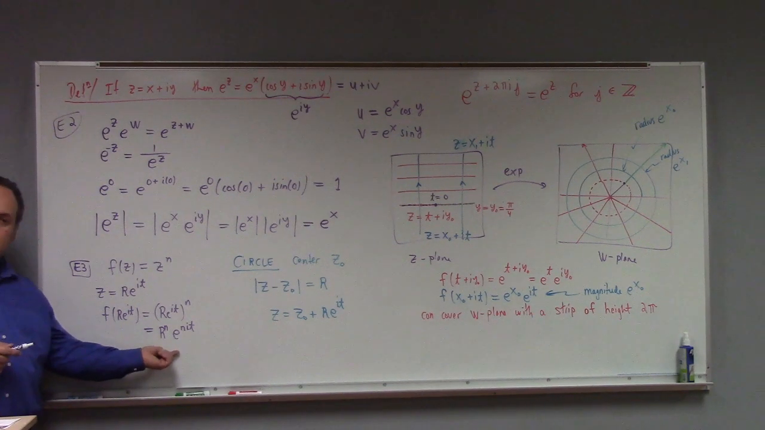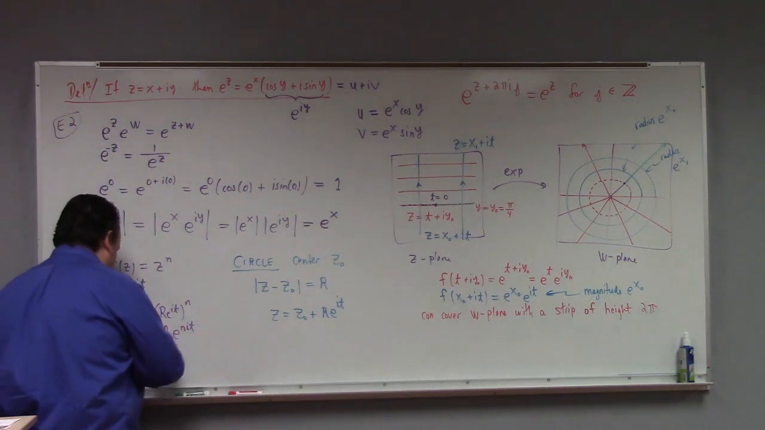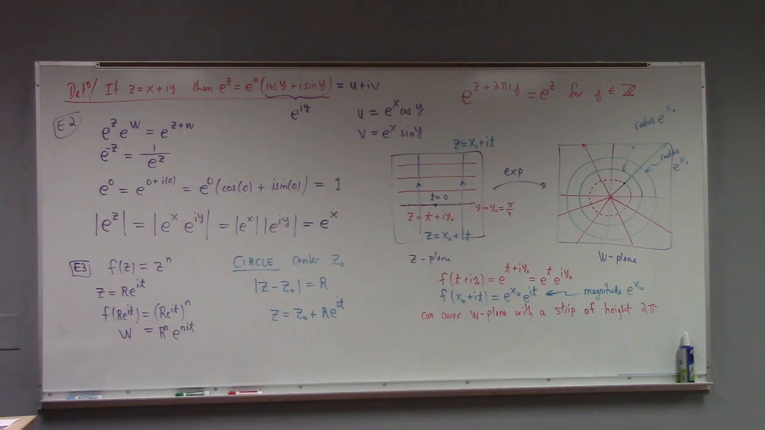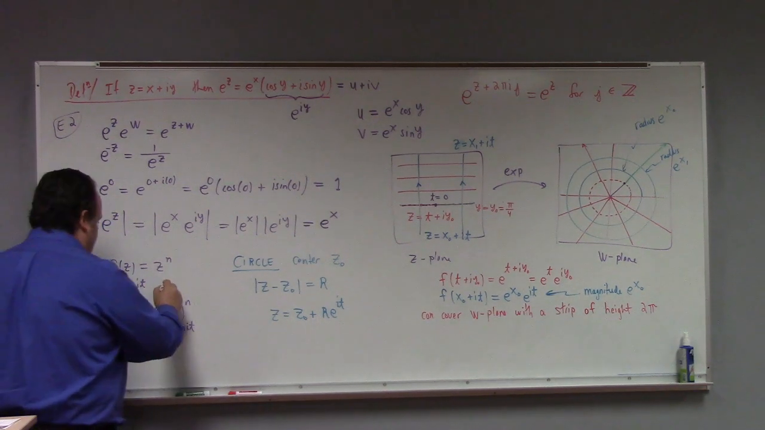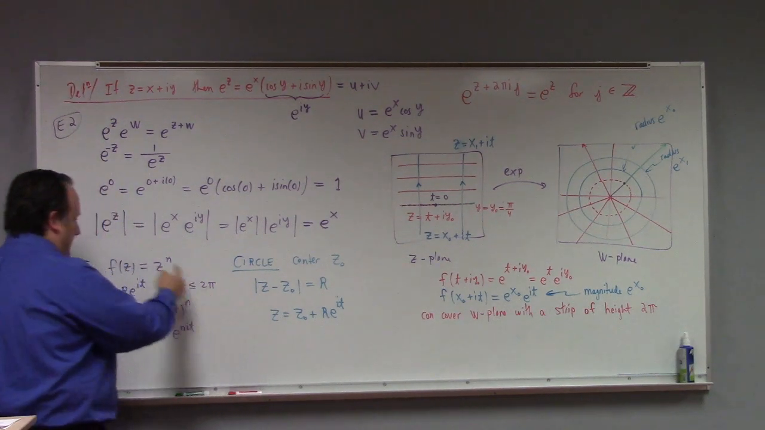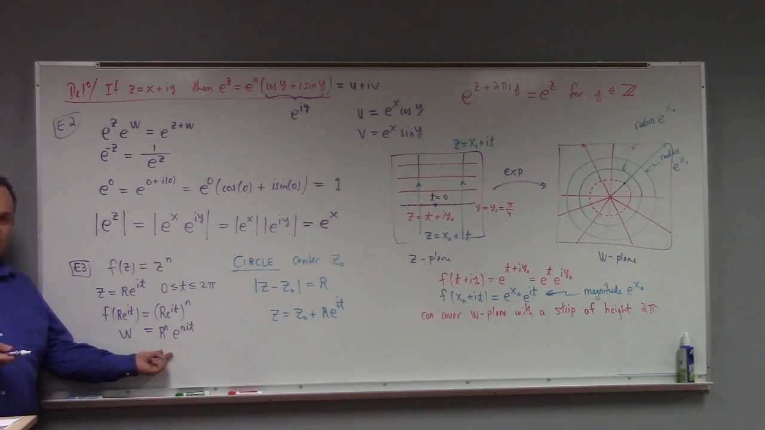So what is this? This would be in the W plane, right? We map a circle in the Z plane. This is my W equals to that. We can visualize it that way. It's a new circle, right? And if this one had 0 less than or equal to t less than or equal to 2 pi, let's say, so that means we're wrapping around the circle once. Well, the image now has radius r to the power n, right?